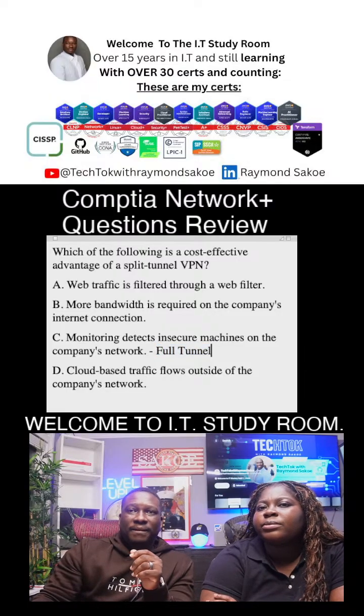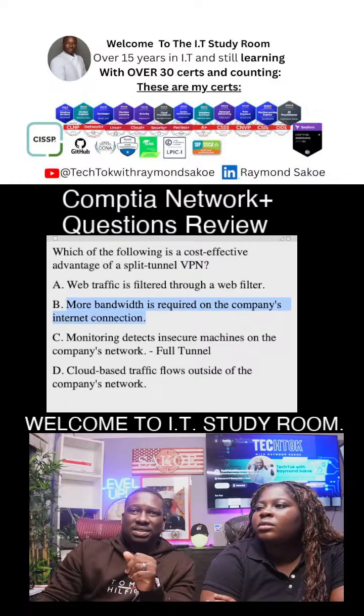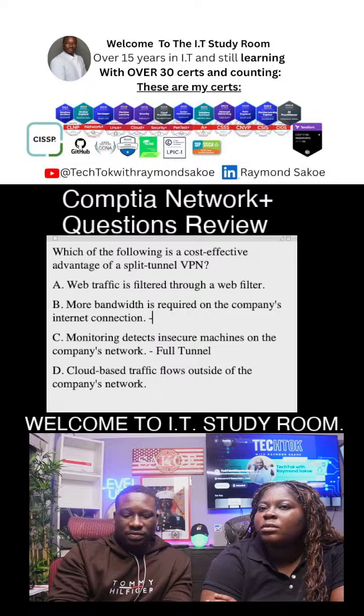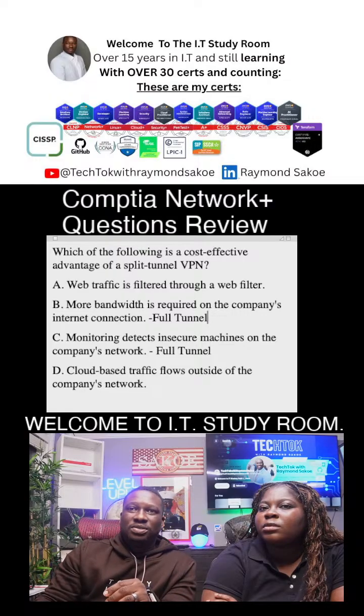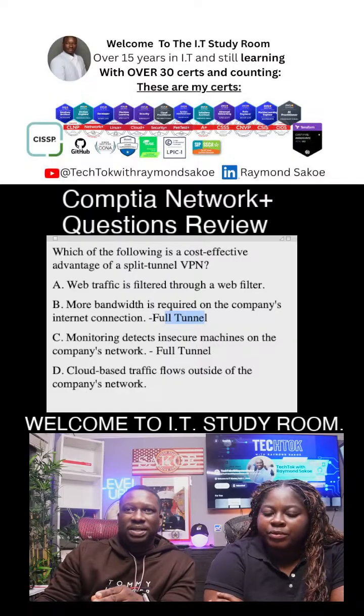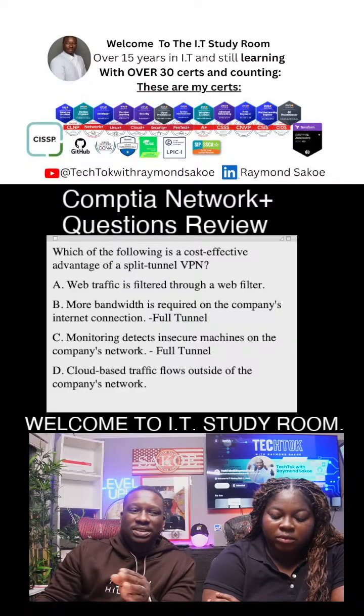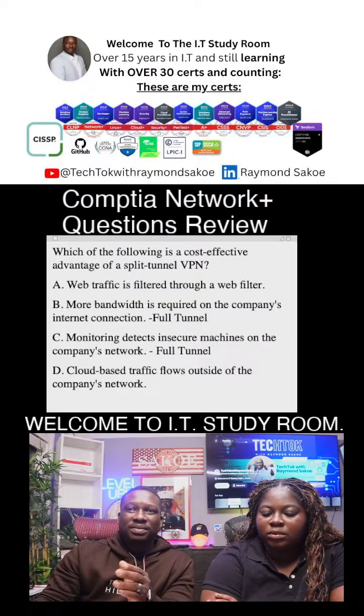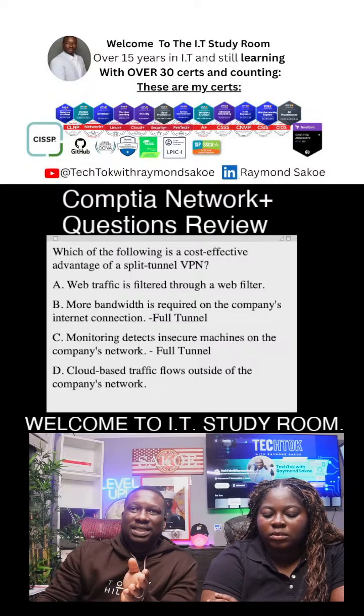Okay. All right. So that is it. So this is for full tunnel. Since more bandwidth is required on the company's internet connection, this is a disadvantage of full tunnel. Because if someone is going to Facebook.com, it will still route to the company's network. If they are going to Instagram, it will still route to the company's network. So it's actually a disadvantage.